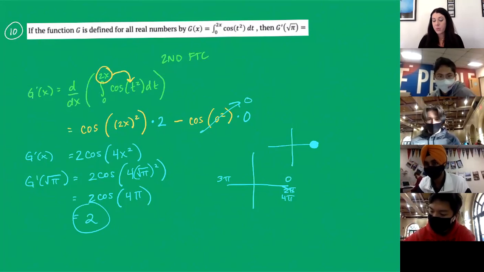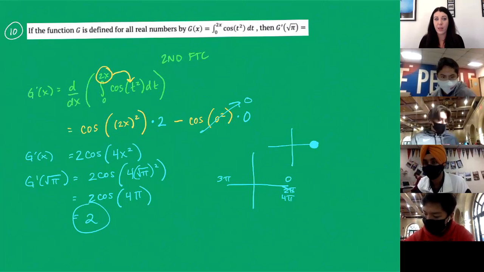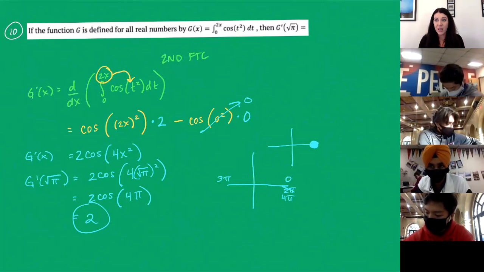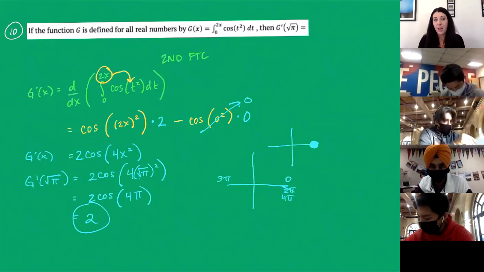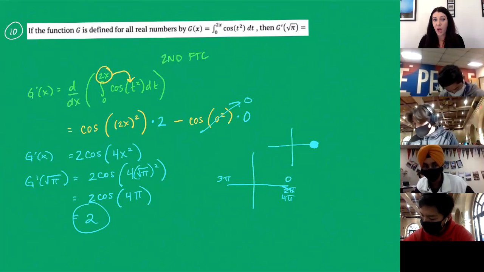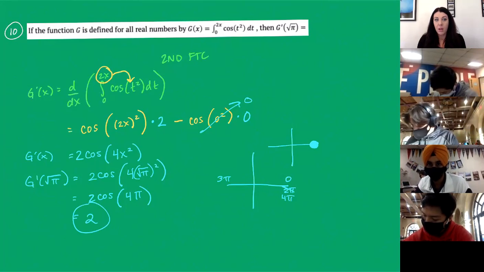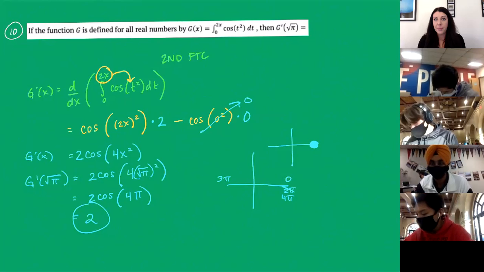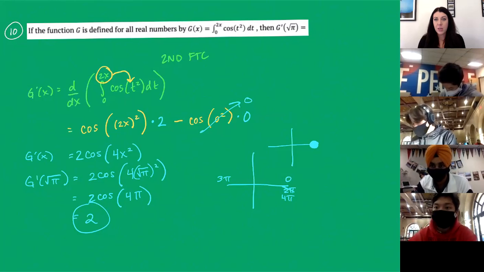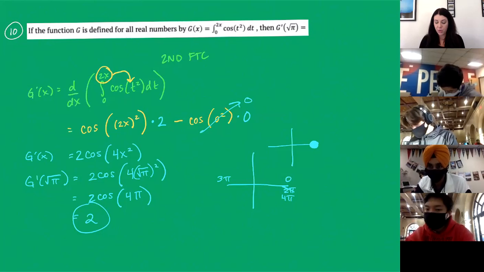I'm glad we went over this one just because second FTC does show up very frequently all over the exam. It's not too hard, but again, you can make mistakes if you try to do that cheat u-sub method, or if you just don't understand you need to multiply by the derivative of the bounds. Those are common mistakes students make. Any questions on this one? Good to review that one.